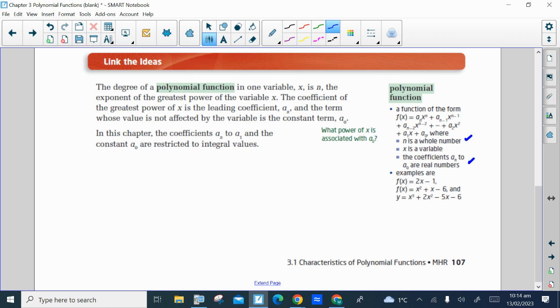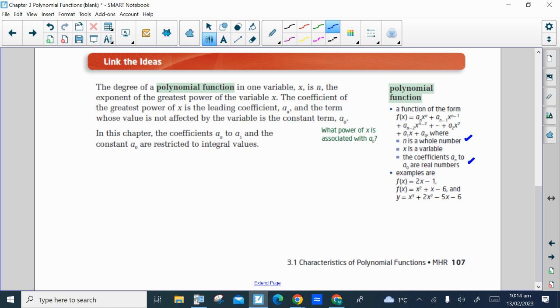The coefficient of the greatest power of x is the leading coefficient. And again, that's going to tell us something very important about the graph. And the term whose value is not affected by the variable, because it doesn't have an x in it, is the constant term, a sub 0.